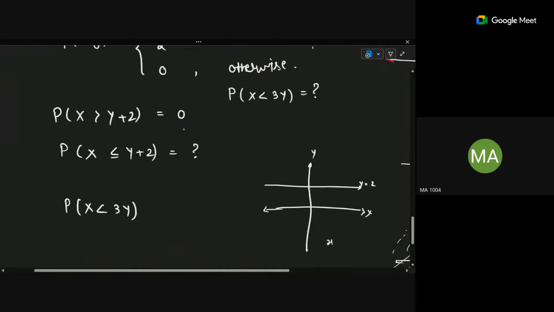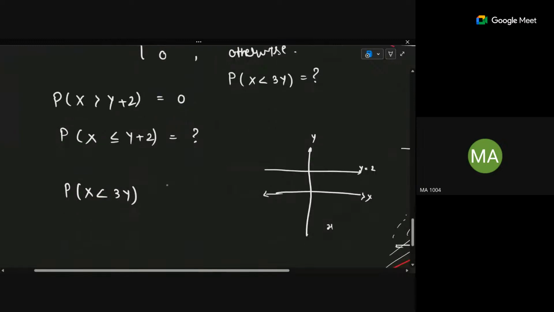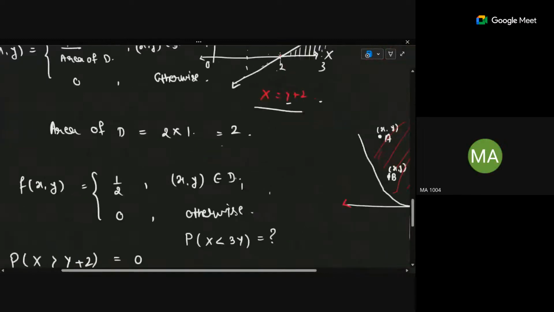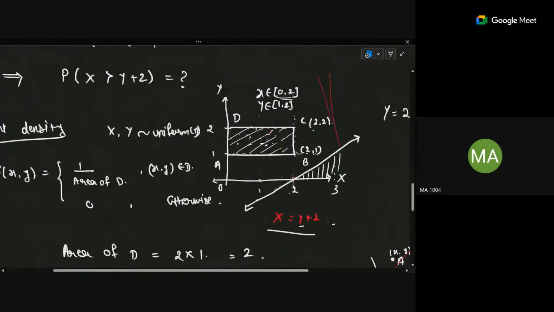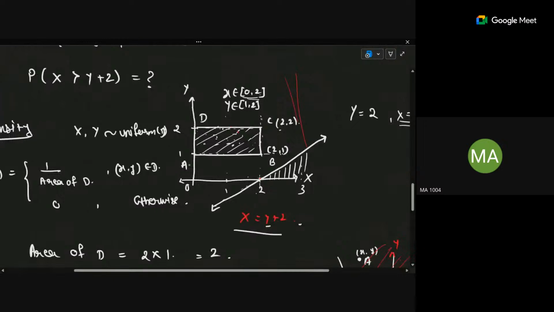What about others? X is less than 3y. So the region here is this one, right? How will it look like? X equal to 3y we want to put, right? X is equal to 0, y is 0. Sorry, x is equal to 3y. Y is equal to 1, your x is equal to 3. Again, my bad. Yeah, it will be 1.